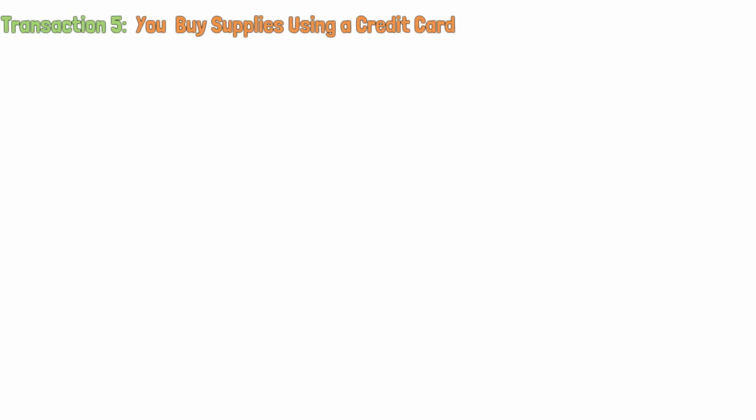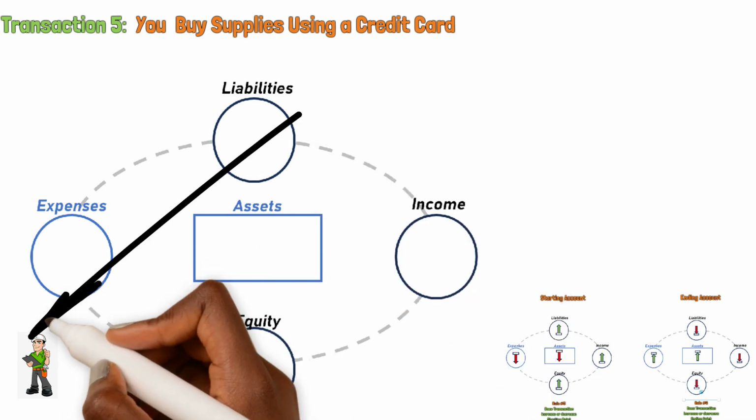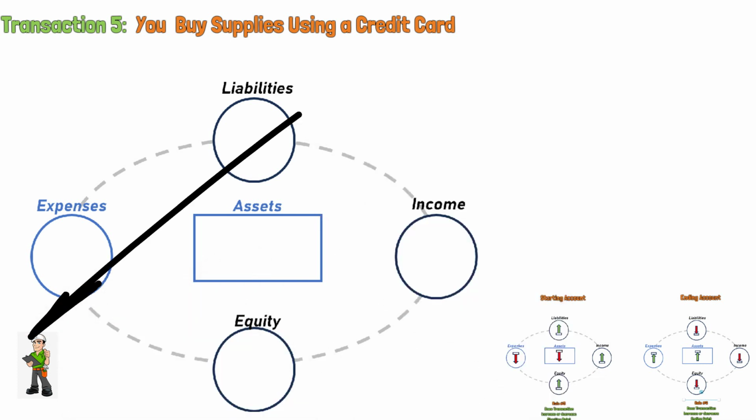For transaction number 5, we consider the case where you buy repair supplies using a business credit card. This one is an interesting transaction because we see that the money is coming from outside and flowing into the business as a liability in the form of the credit card, and at the same time, that money flows right out of the business as an expense through the expense category. So our starting point will be the credit card account in the liability category, and our end point will be the supplies account in the expense category.